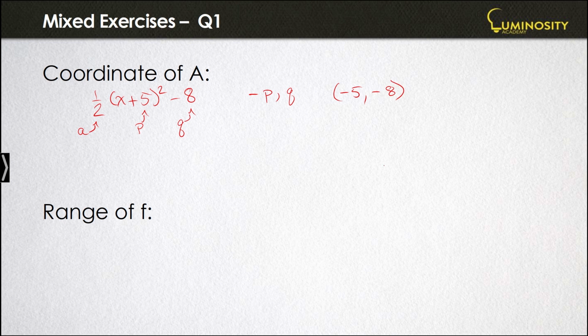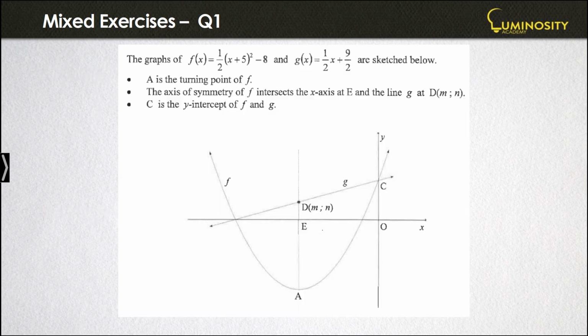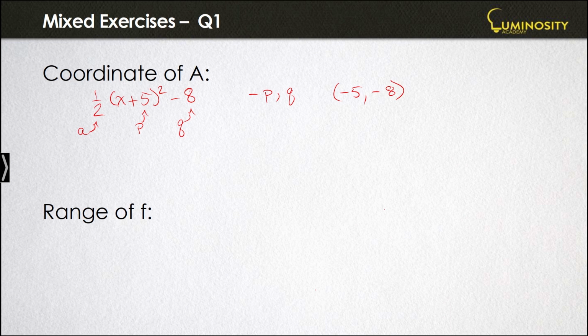Now we want to find the range of f. If we look at this graph, we know that the domain, which is the x variable, is all real numbers. But you can see that it has a minimum at A. That means your range has to be greater than or equal to that minimum, negative 8. You can either write it this way, or state it as negative 8 comma infinity. Okay?